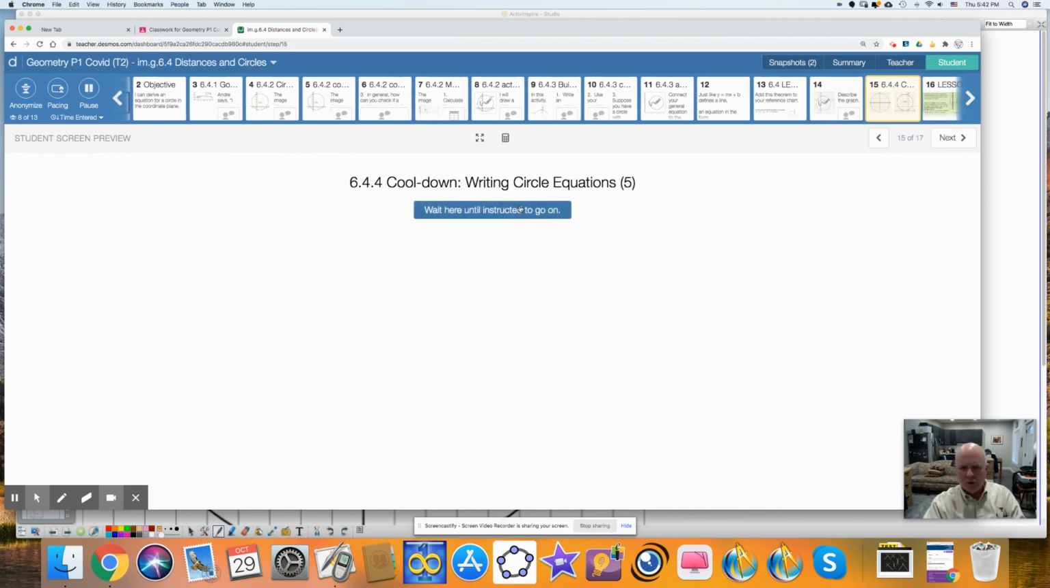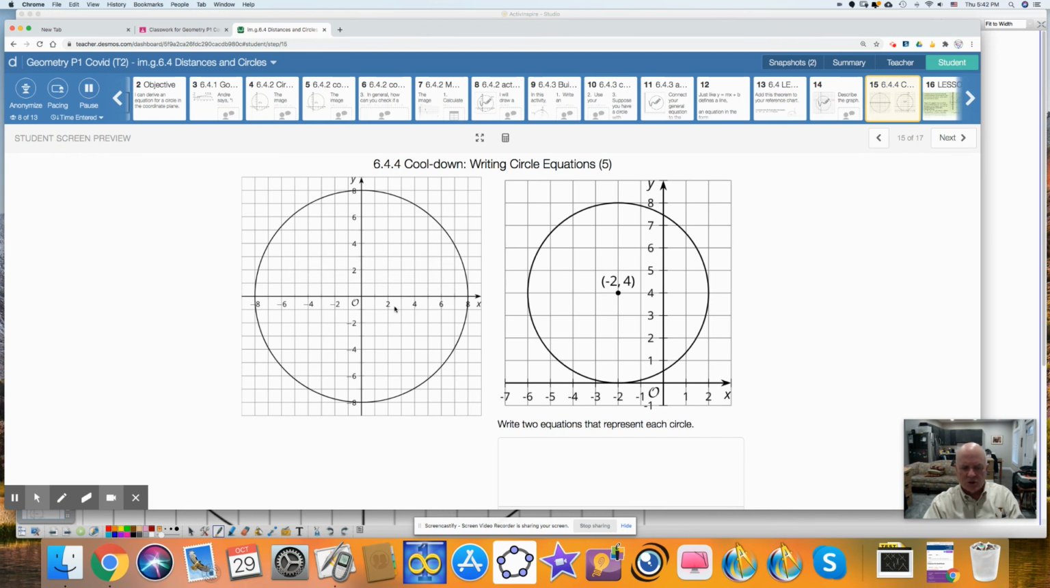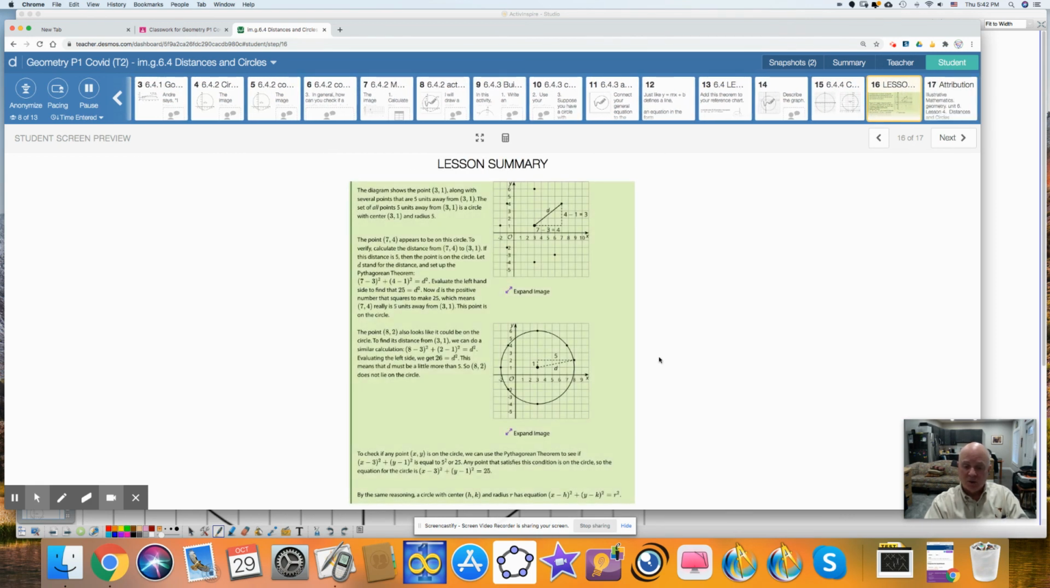In the cool down, you're supposed to write the equation of these two circles. Here we have the center at (0, 0). So this is going to be x squared plus y squared is equal to the radius 8 squared. Here we have a radius of 4. I have x minus a -2, which is x plus 2 squared, plus y minus 4 squared is equal to 4 squared. And there is a summary of this lesson right here.